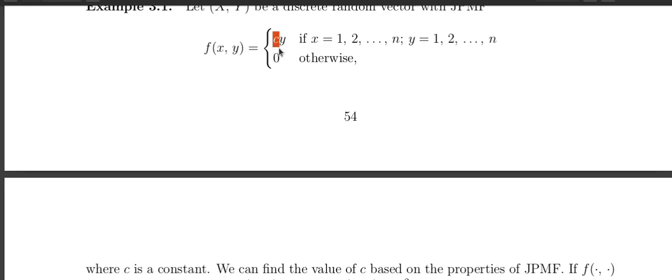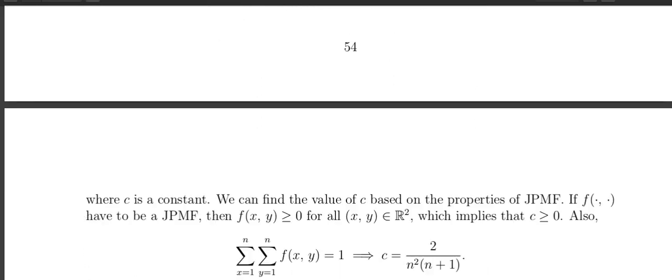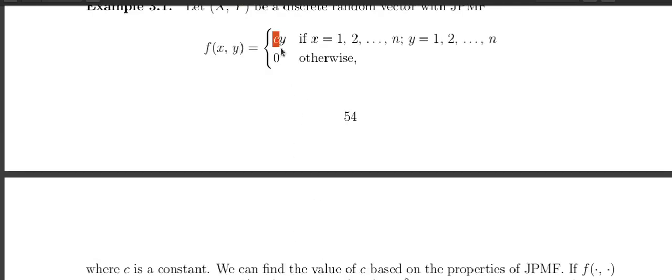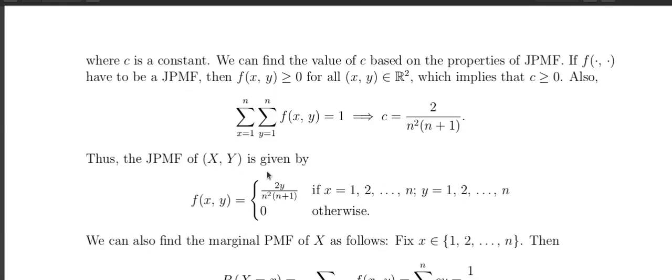Next point is that the support is nothing but the set {1, 2, up to n} cross the set {1, 2, up to n}, and if I take the sum over the support, then the sum has to be 1 if it is a joint PMF. So I can use that condition and write the sum as summation x equals 1 to n, summation y equals 1 to n of the joint PMF, and on the support the form of the joint PMF is C times y. You can plug it in here and solve for C, and you can easily find that C turns out to be this one. So that means the joint PMF of XY in this case is given by this.